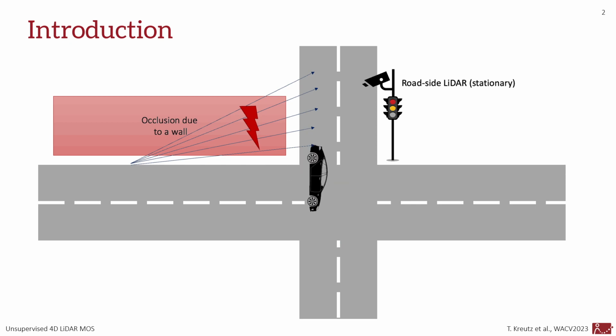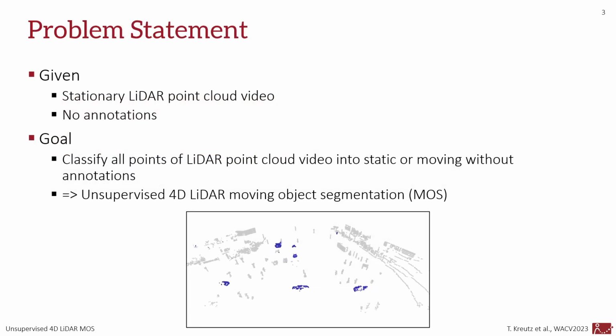In our work, we specifically address the problem of identifying moving objects from raw stationary LiDAR scenes. More specifically, we are given only raw stationary LiDAR point cloud videos without any annotations. Our goal is now to classify all points of these videos into being static or moving, without any annotations. This task can be called unsupervised 4D LiDAR moving object segmentation, and an example is shown below.